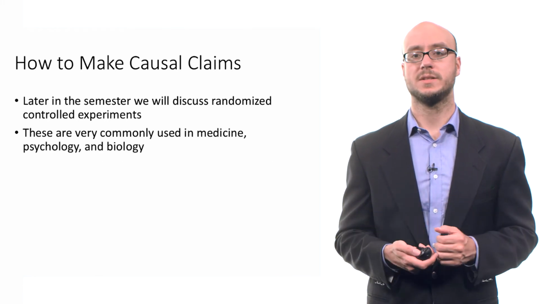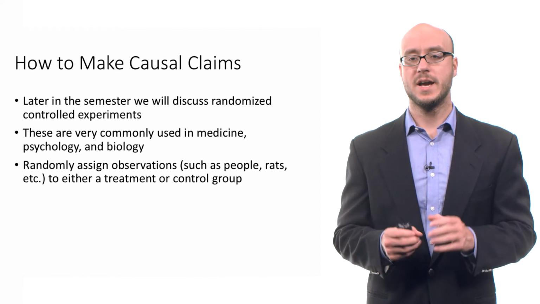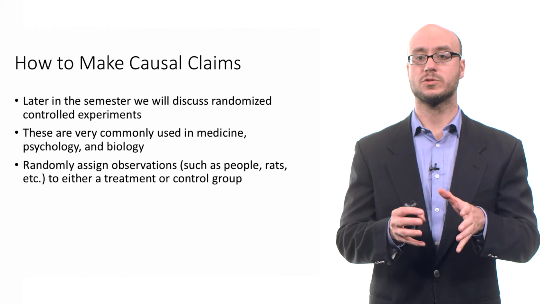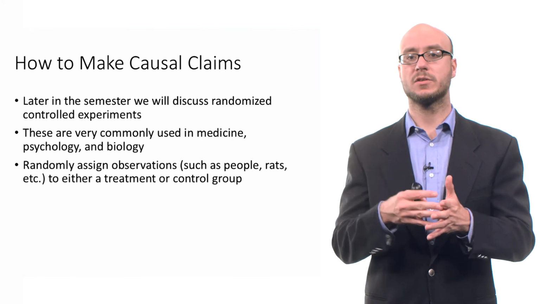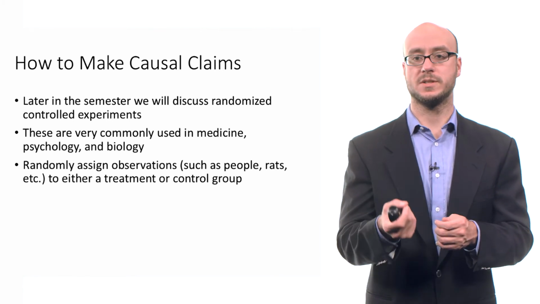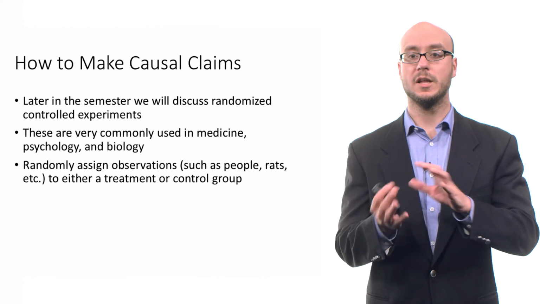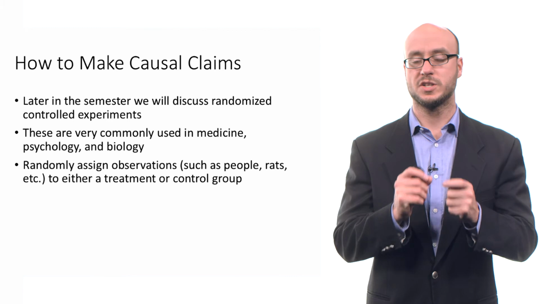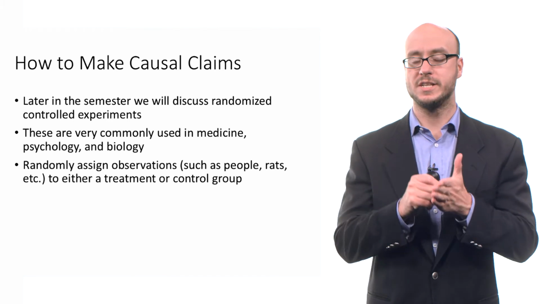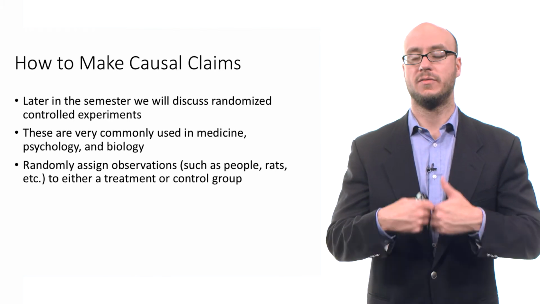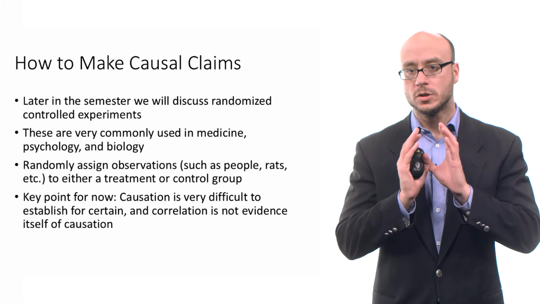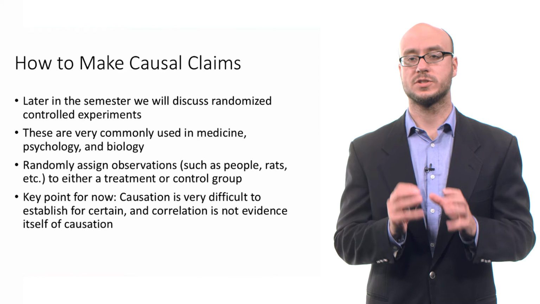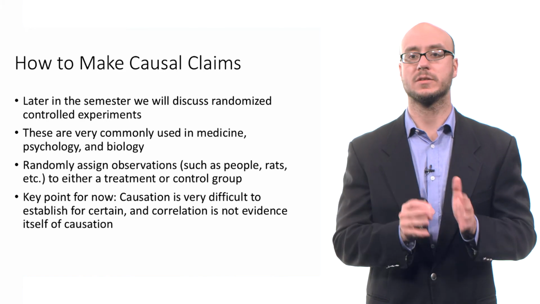These are commonly used in medicine, psychology, and biology. The idea is that you randomly assign observations to either a treatment or control group, and the treatment is some kind of intervention. You give a person a pill, you relocate a person, right? The idea being that you try to change what's going on in the world to look at how this intervention or treatment affects some outcome. Causation is very, very difficult to establish for certain based on any particular study.